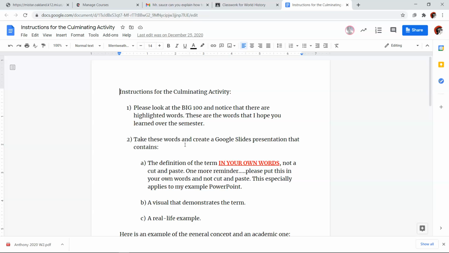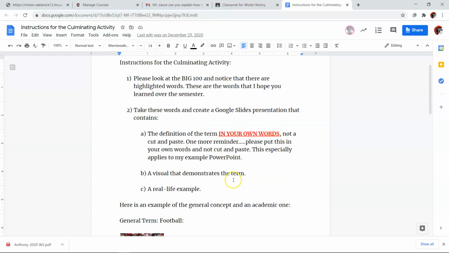Now you're going to take these words and create a Google Slides presentation. The slides will have the following things: a definition in your own words. Put it in plain English, what that term means. One more reminder, if you cut and paste it, I will know. Please just don't be that person. I'd rather have it be in your own language. And you're also going to include a visual that demonstrates the term, a picture, and a real-life example.